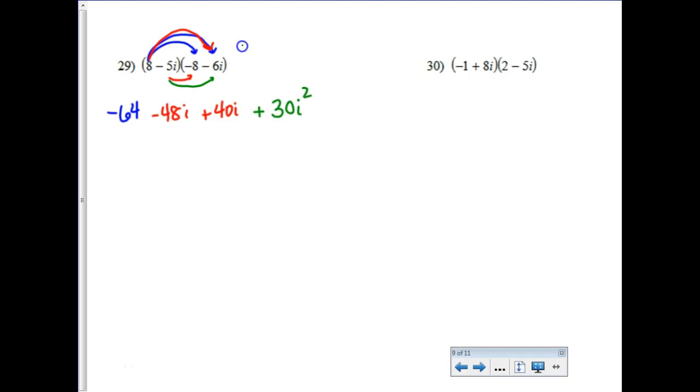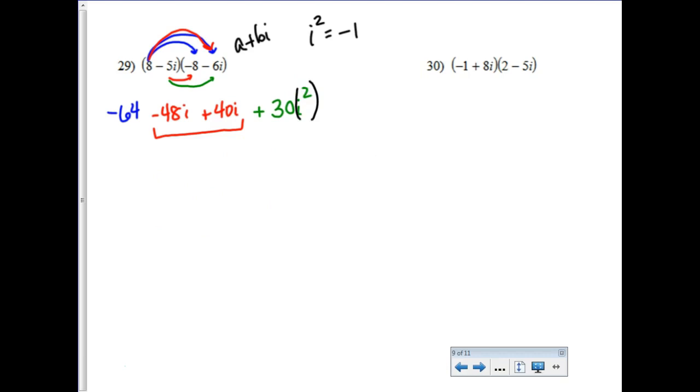Now again, you're not done until your answer looks like this, a plus bi. So a couple of things to remember. You're going to be able to combine i plus i. And then the other thing we have to remember is that i squared is really just the number negative 1. So this right here, this i squared, is really 30 times negative 1.